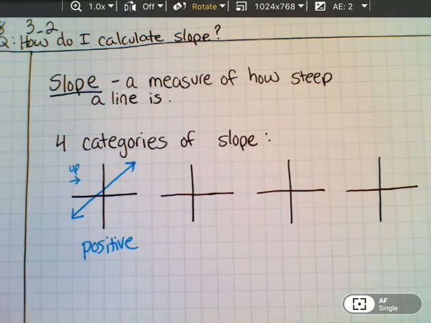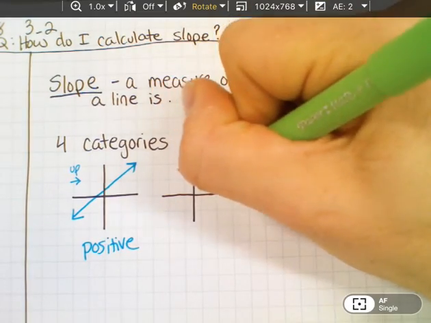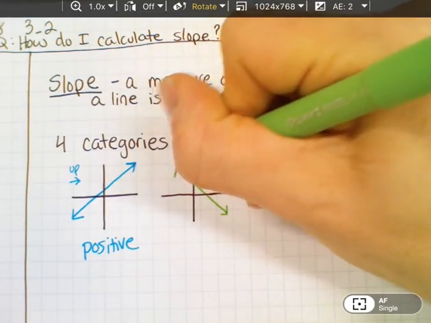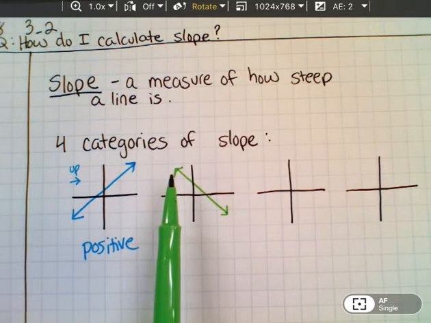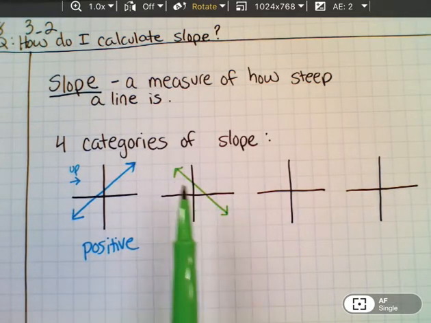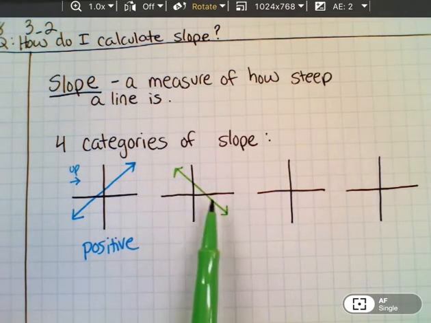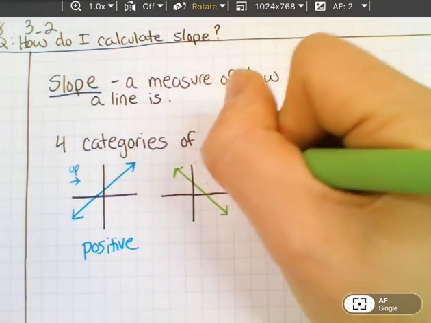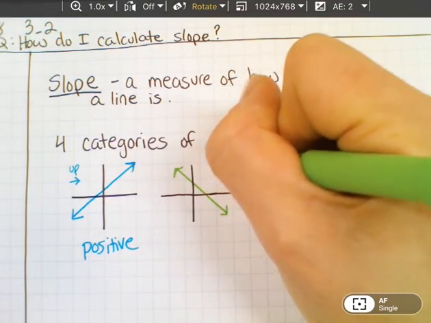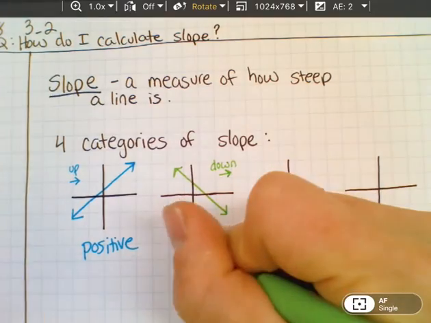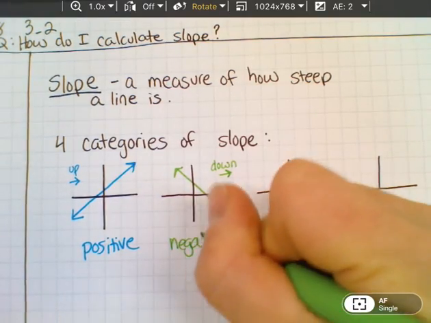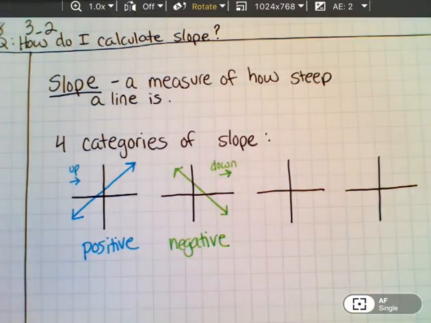The next type of slope you might have would be this. And again, we read lines from left to right. So as we read this from left to right, our line is going down. So this is down as we go to the right. And this is a negative slope. There are two other types of slopes. I'm zooming through this because I think this is review.